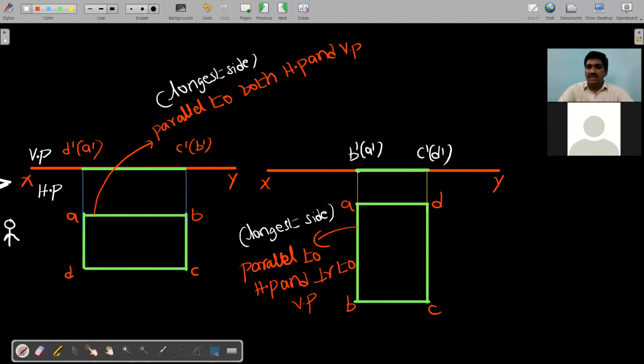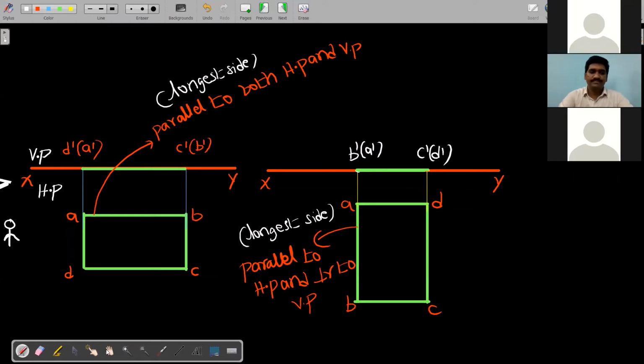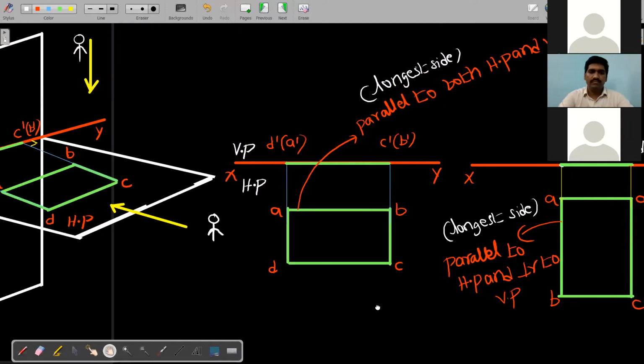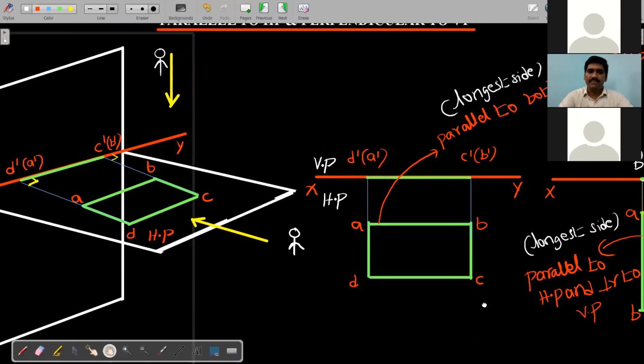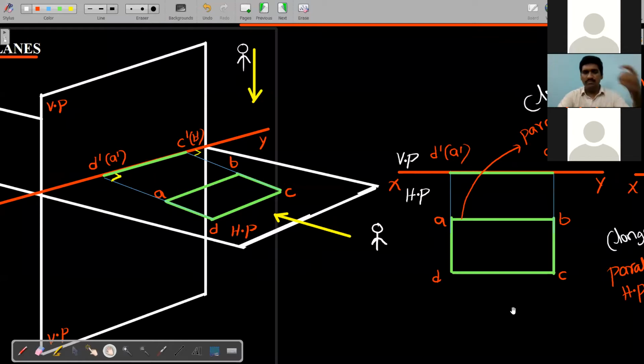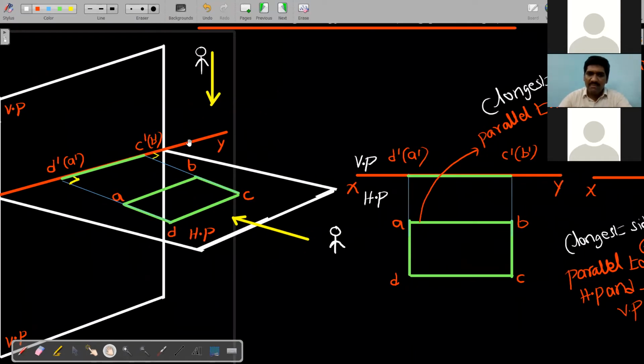Kamaljeet, 1 second. Yes, Kamaljeet. Yes, sir. My doubt is, if it is completely parallel to HP, coinciding with HP, lying on the ground. But what if it is 20 millimeters above HP? Then what shall we do? Very simple. If this is 20 mm above, then this front view will be 20 mm above. That's it.